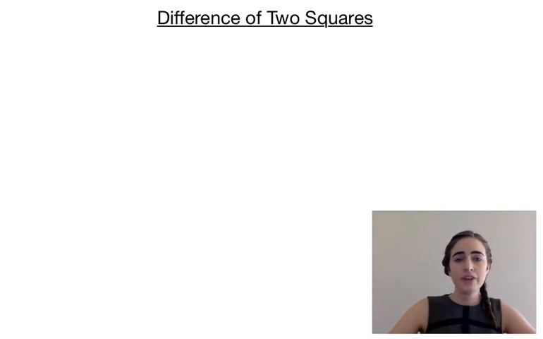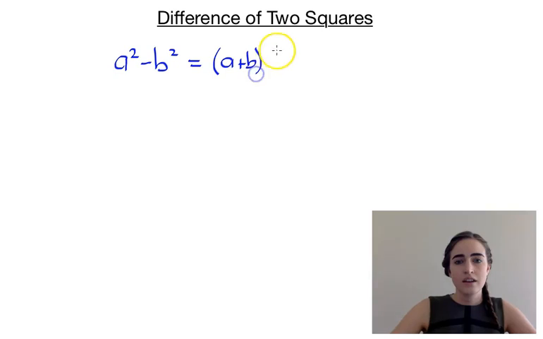In this video, I want to have a look at factorising something called the difference of two squares. So the difference of two squares is when we have an expression in the form a squared minus b squared. And when we factorise that, it will come out to give (a plus b)(a minus b).